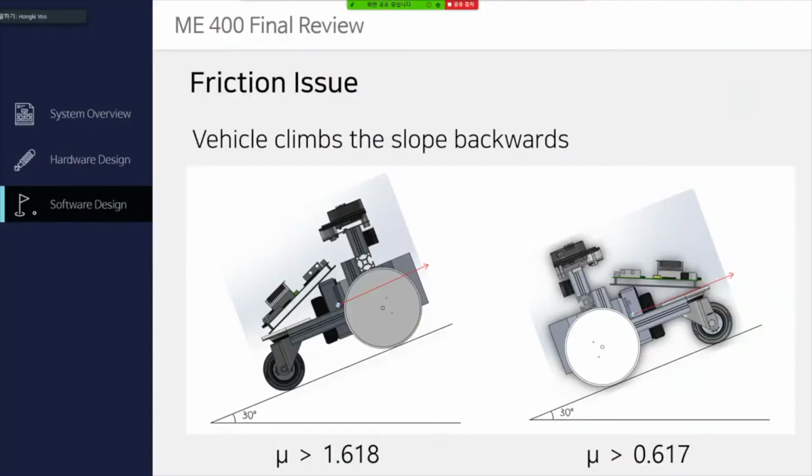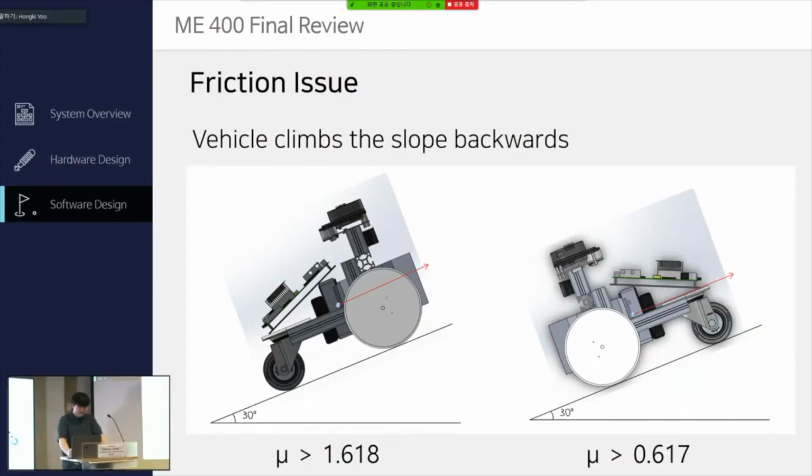There was an issue that our front wheel drive design was not suitable for climbing the slope due to its rather extreme inclined angle. As the solution, we had the vehicle climb the slope backward. By doing so, the vehicle can climb the slope with a friction coefficient less than unity.